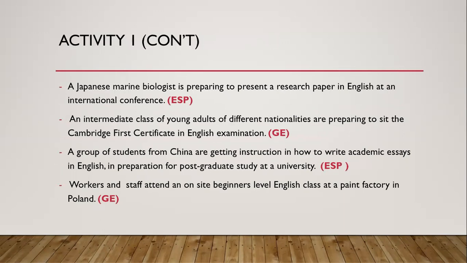The first one is ESP because he's Japanese and preparing to present a research paper in English for an international conference. It's very specific. The second one is general English because they are taking an English exam. It's very general. The third one is students from China, instructions to write academic essays in English for postgraduate study. It's very specific as well. And the last one is general English, because workers are taking a beginner's level English class. So it's very general English. If anyone has any question, they can tell me before moving to the second activity.